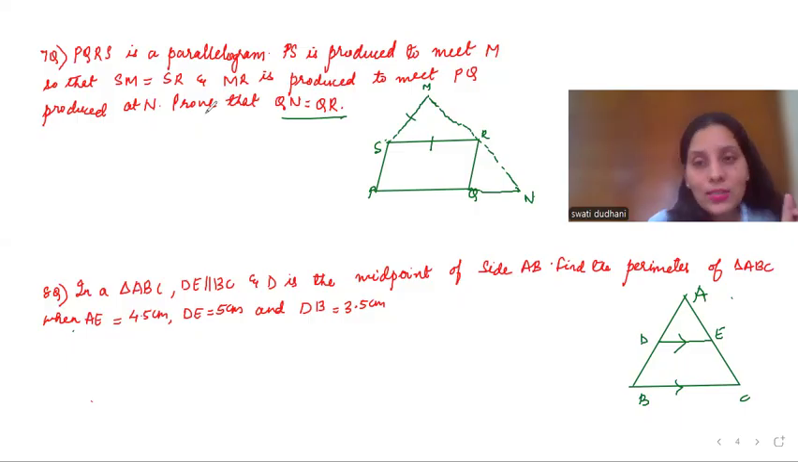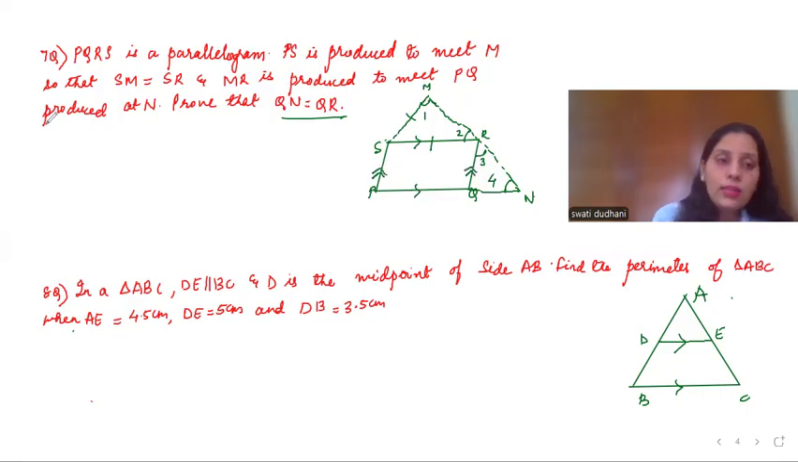Now PQRS is a parallelogram. So in a parallelogram, we know that all the opposite sides are equal. So let me consider this as angle 1, angle 2, angle 3 and angle 4. PQRS is a parallelogram. This is parallel to this and this is parallel to this. Now listen carefully.